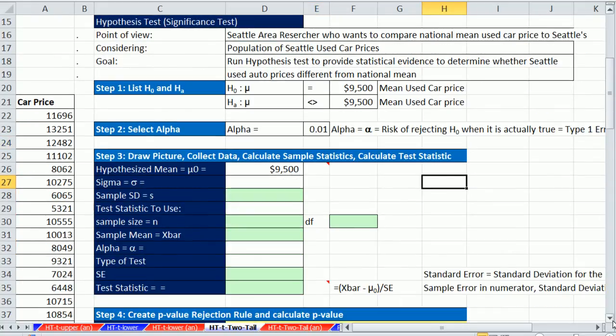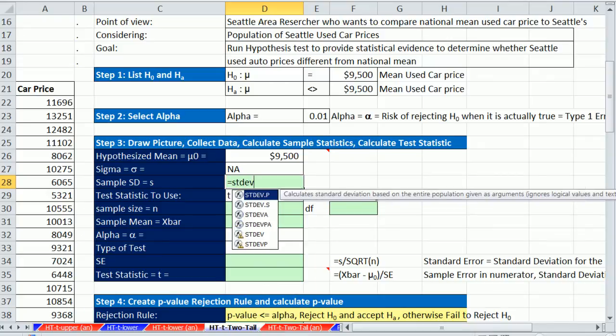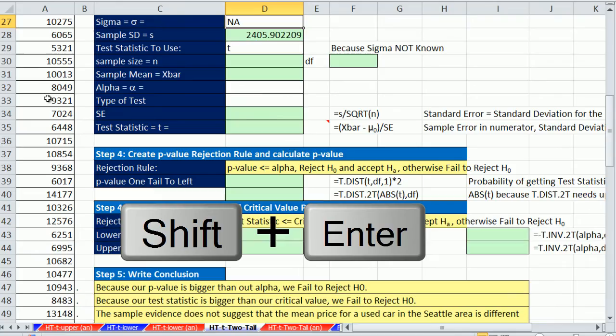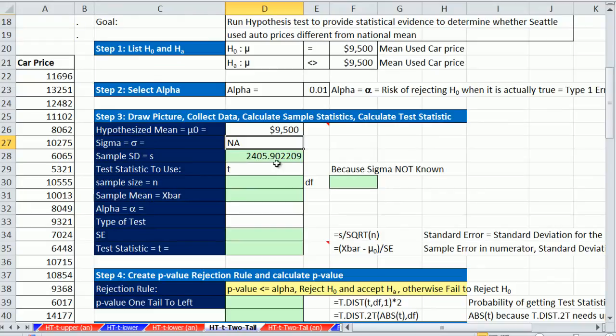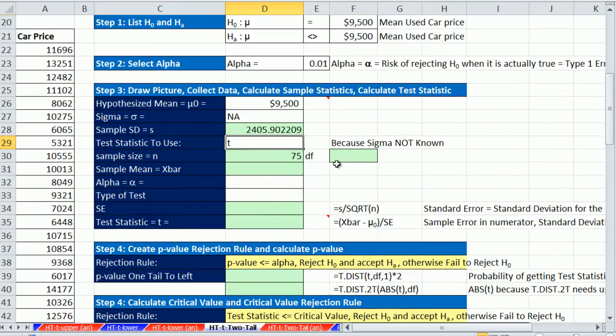All right, let's go ahead and make some calculations. We don't have sigma, so we're going to use our T distribution. We have to calculate sample standard deviation, STDEV.S. Shift Enter. Looks like we have a sample standard deviation of 2,400, almost $6. Our sample size, we'll use count because we're counting numbers. Control shift down arrow, shift enter, 75.